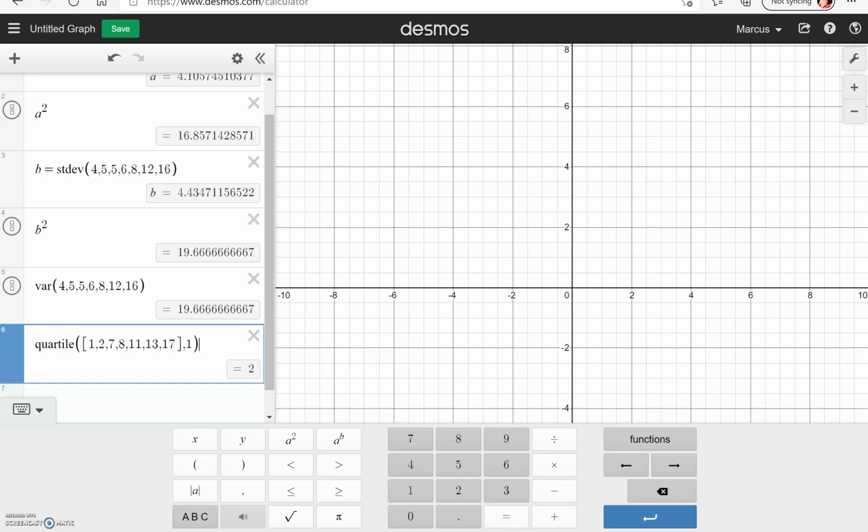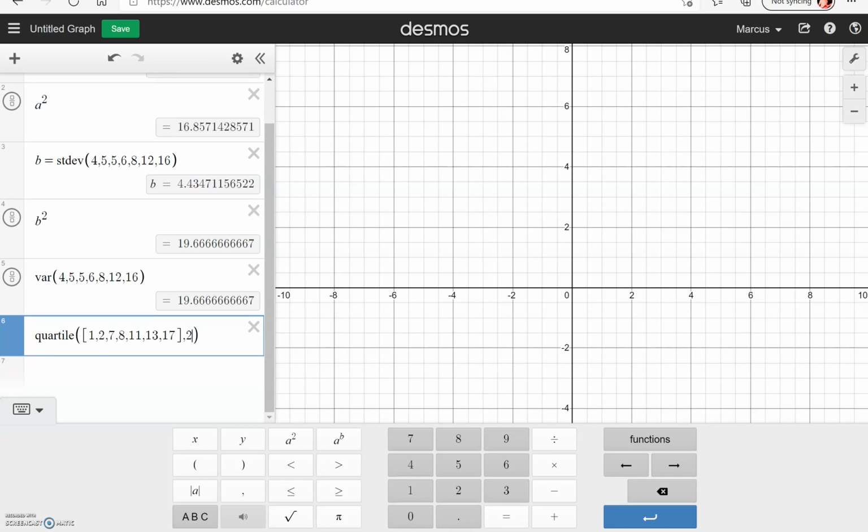And then you're like, oh, what's the second quartile? I want to know that. Well, then you put 2 in, which is actually the median, and it gives you the 8. And you're like, oh, what's the third quartile? You put in the 3, and it will give you the 13. So you just have to put the data set in square brackets, and then put a 1 to get the first, a 2 to get the second, and a 3 to get the third quartile. Pretty easy.